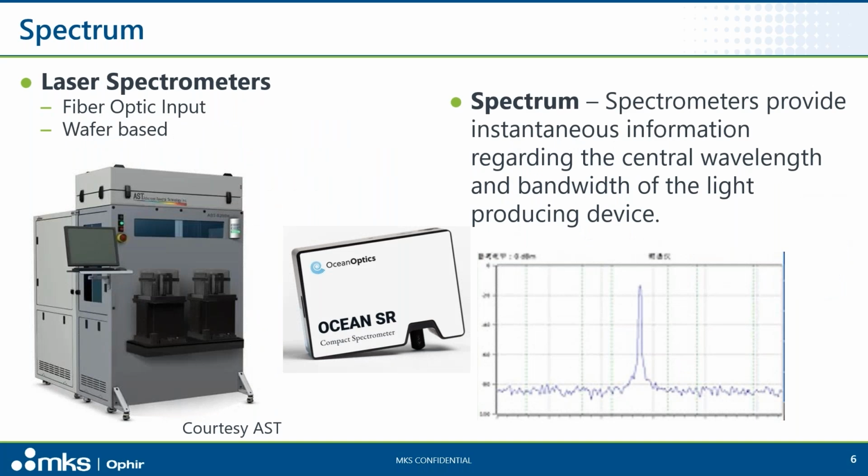Spectrum. Laser spectrometers provide instantaneous information regarding the central wavelength and bandwidth of the light-producing device. Portable, compact, and rugged to large wafer handling systems, there are many types of laser spectrometers suitable for VCSEL measurements. Application of laser spectrometers for testing of solid-state light sources can depend on product test throughput, the format of the device under test, and environmental physical constraints.